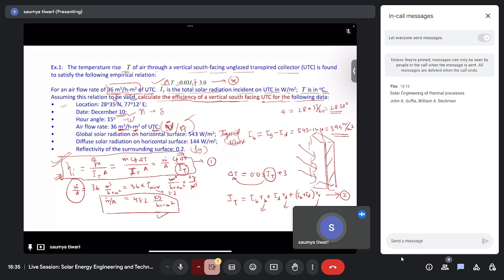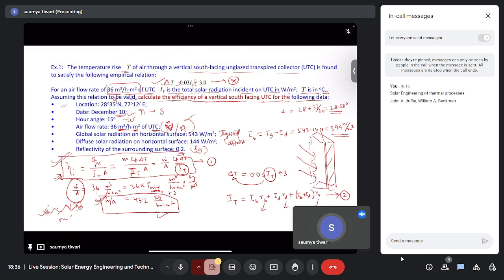If you want to change it to mass flow rate, then you know that mass is equal to volume into density. So what we'll do is, it's given as 36 meter cube per hour per meter square. We'll multiply it by the density of air, and then we can get this mass flow rate per unit area. You can get the value of m dot upon A, right? Hope you got this, how to change from meter cube to kg, volume flow rate to mass flow rate.